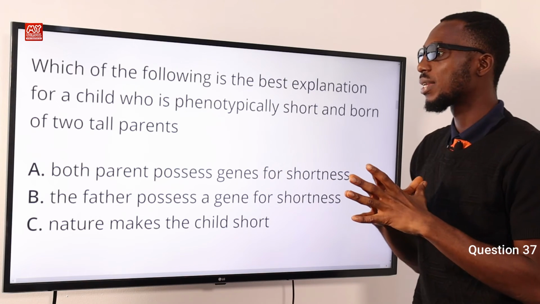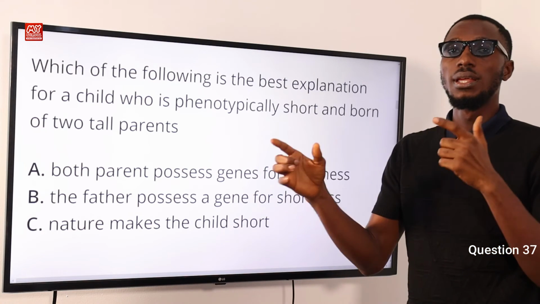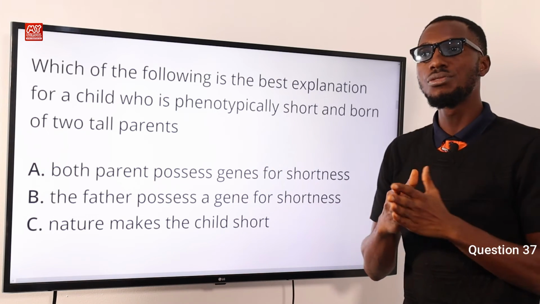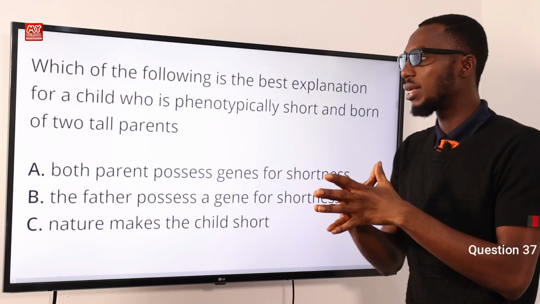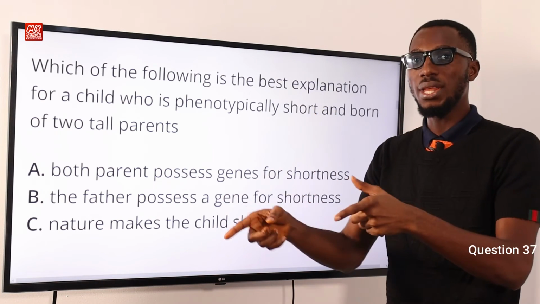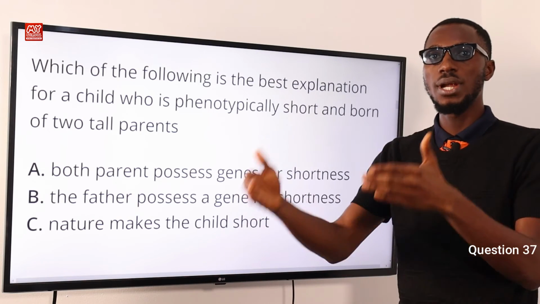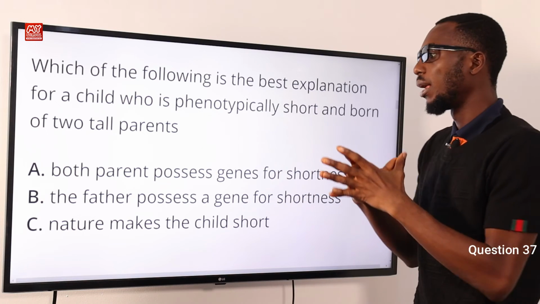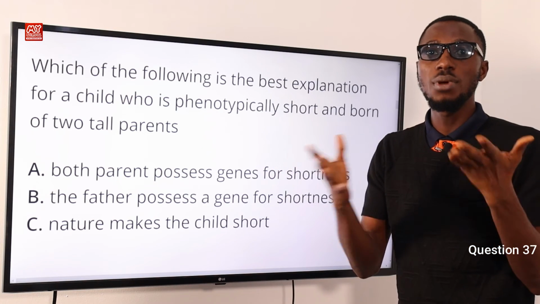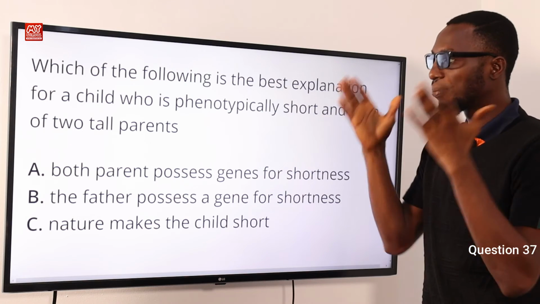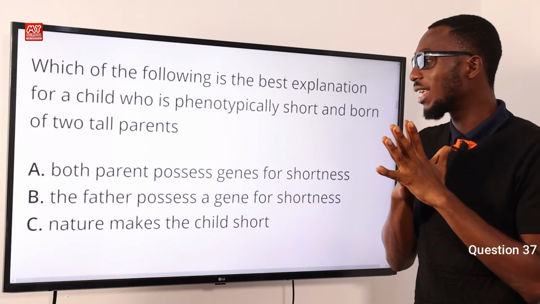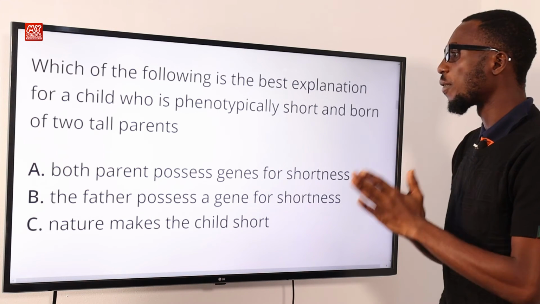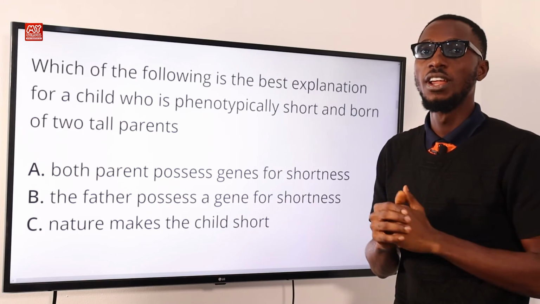So that tells you that it is present in both parents, because if it is just present in one parent, it is going to meet up with that gene of tallness, which is dominant in the other parent. So it has to be present in both parents. So the child is produced as a result of crossing 2 heterozygous parents. So the correct answer is option A. Both parents possess genes for shortness. Option A is very correct.